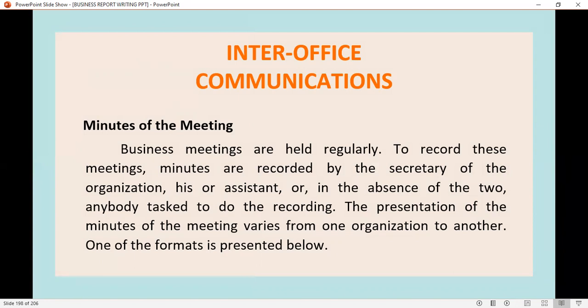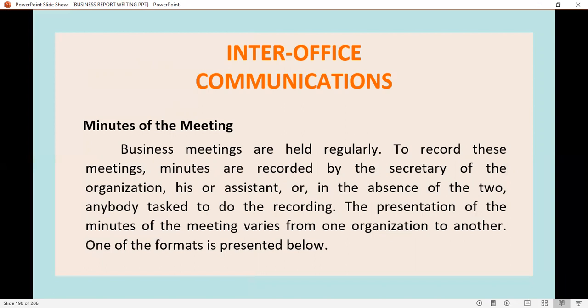So business meetings are held regularly. So to record these meetings, minutes are recorded by the secretary of the organization, his or her assistant, or in the absence of the two, anybody tasked to do the recording. So usually the person who takes the minutes of the meeting or to record the meeting is the secretary of the group or the organization, or somebody who will be appointed to do the task. The presentation of the minutes of the meeting varies from one organization to another.